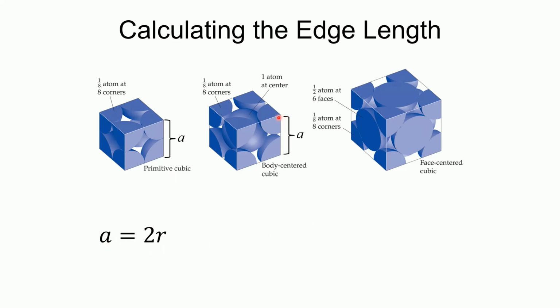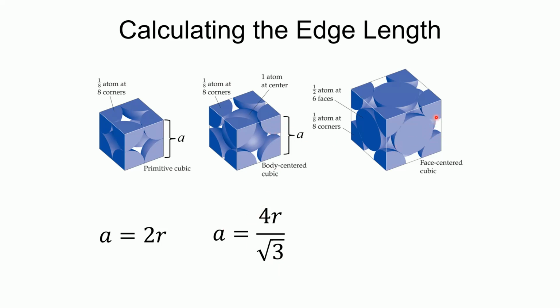For a body-centered, the math is a little bit more complicated. It's not too bad. You have to do the Pythagorean theorem twice in order to get this, but when you do that, you will get that the edge length a is equal to 4r over the square root of 3. And so that is for body-centered.